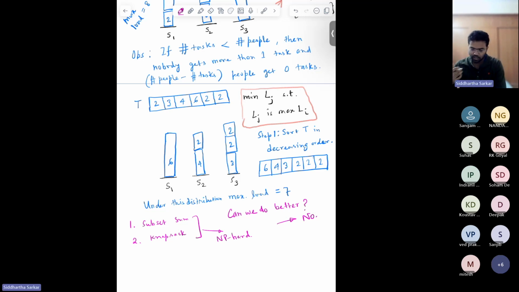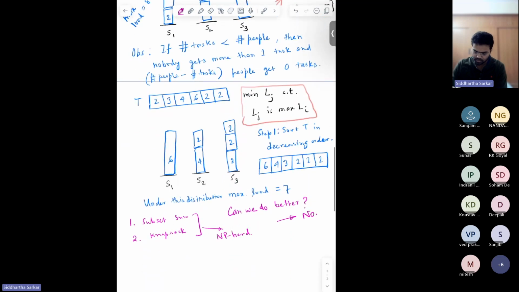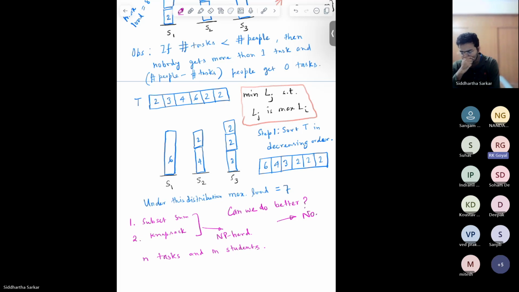So what do you think about the hardness of this problem, this assignment of tasks to the students? In general, let us say there are n tasks and m students. So basically we have to find the subsets in such a way that the sum of the cardinalities of the subsets is equal to the number of tasks. Like here, S1 comprises only one element, its cardinality is 1. For S2, it is 2. So the sum came out to be 3 plus 2, 5 plus 1 is equal to 6, the number of tasks.